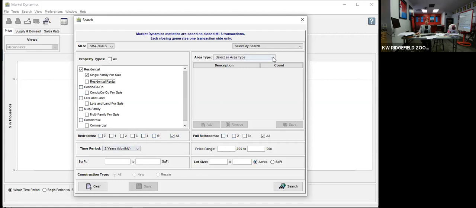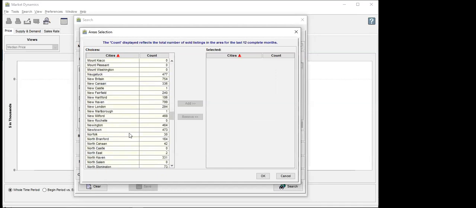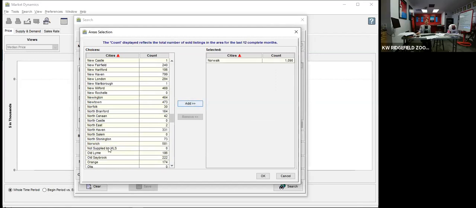You then have to come over here on the right-hand side, select an area type, and go to cities, right? This time we'll use Norwalk. You double click on that or single click on it and click add. If you want North Haven, you can click on that and click add.